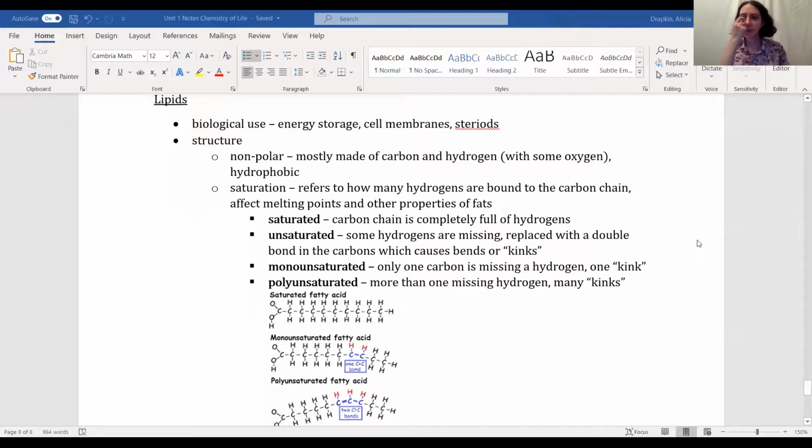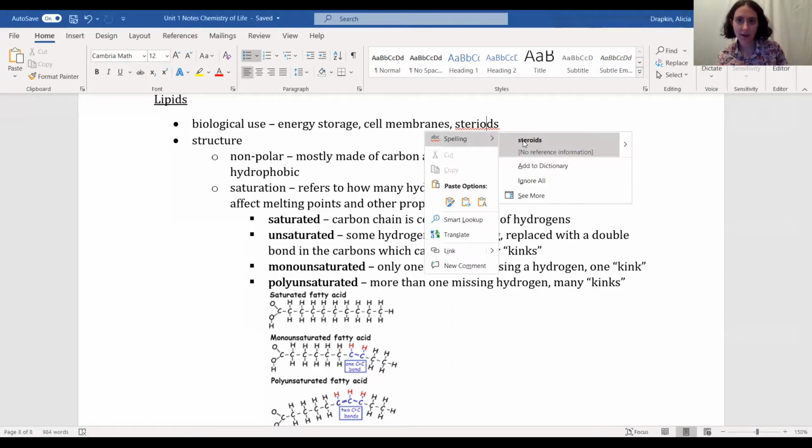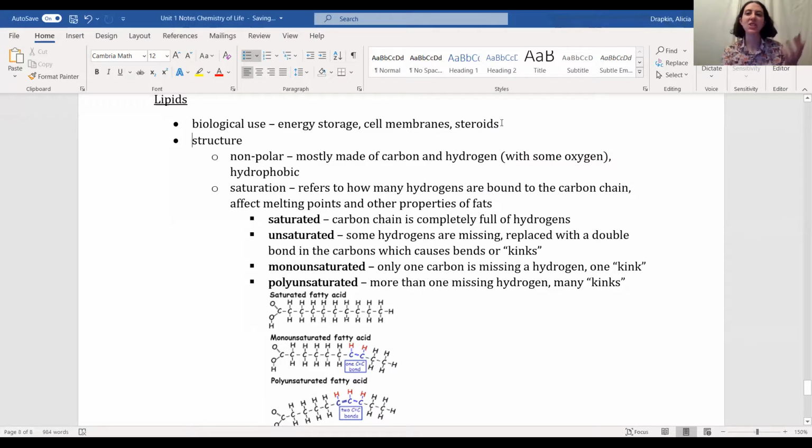It's all about lipids. And here's those notes. Okay, lipids are super great. They are used mostly for energy storage. They are also in cell membranes. I've also added here steroids, if I know how to spell it correctly, which are like messengers.